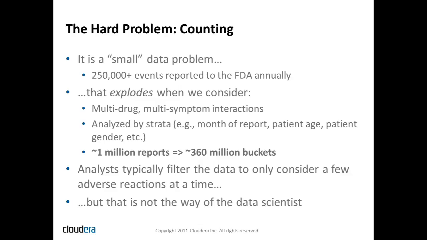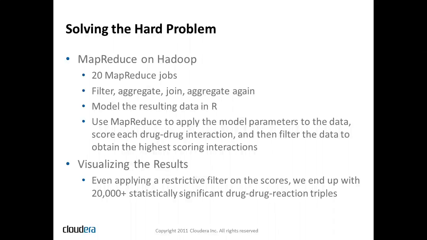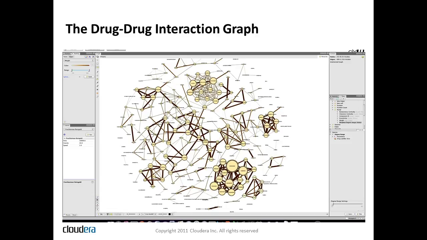We have in the past used sampling or filtering in order to reduce that population to a manageable number. That is not the way of a data scientist. We unfurled something called Hadoop, a tool, MapReduce, that allows us to examine this data in detail. We gathered together 20 MapReduce jobs, digested the data, used another data analysis tool called R to explore it, and then visualized the results.